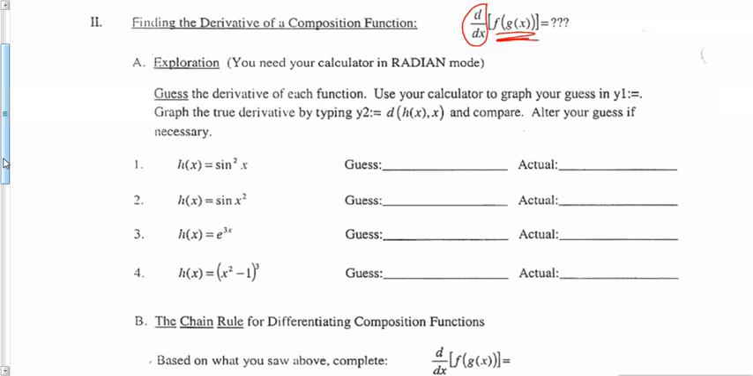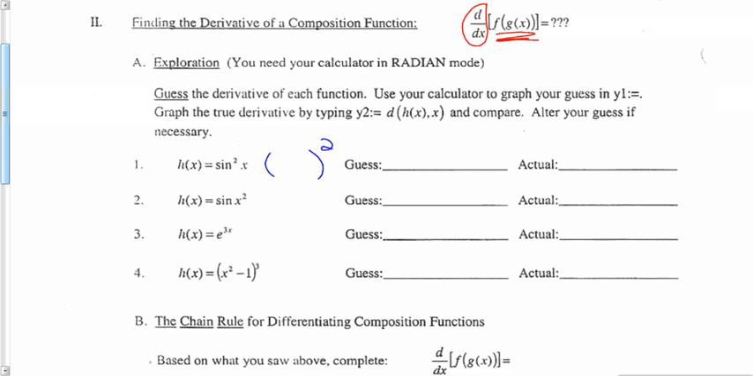This is asking us to do an exploration. We're not going to do the exploration. What we're going to do is we're going to rewrite each one, just like we did on the front, with an inside function and an outside function. And then I'm going to show you what the derivative is and see if we can figure out what the pattern is. So in number 1, we have h of x equals sine of x quantity squared. I'm going to rewrite that.